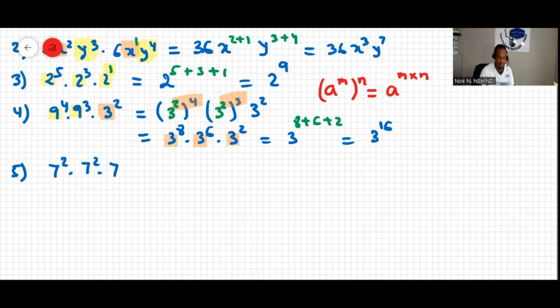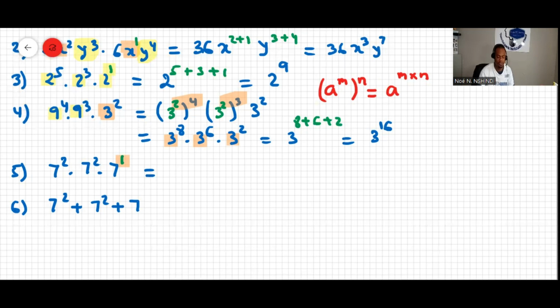Understand that here the power is just 1. So I'll leave that for you to practice, and I'll move to question 6. Question 6 here is 7 squared plus 7 squared plus 7. Okay, maybe let's just do question 5 as well.